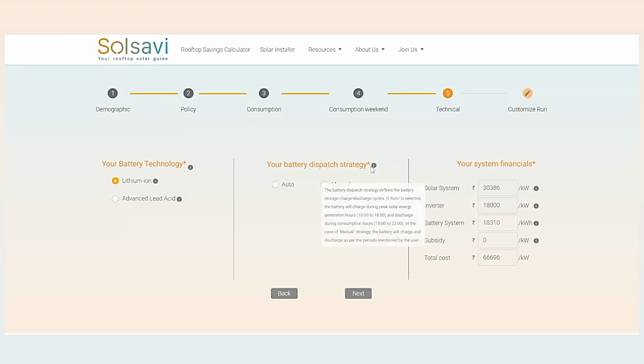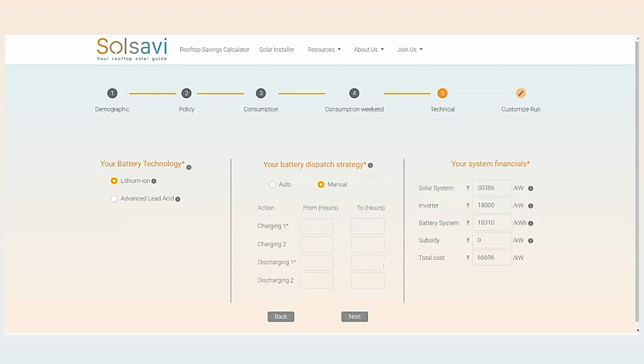The dispatch strategy is there to define at what time periods you want to charge your battery and at what time periods you want to discharge your battery. When I say charge, you are charging your battery to be discharged later for your consumption and hence take a part of your load requirement. There are two options to define your battery dispatch strategy. Either you can select auto or you can select manual and define your timings.